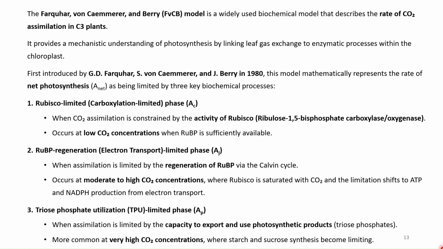It is a biochemical model describing the rate of carbon dioxide assimilation in C3 plants, linking leaf gas exchange to enzymatic processes within the chloroplast. It was first introduced by G.D. Farquhar, S. von Caemmerer, and J. Berry in 1980, and it represents the rate of net photosynthesis as being limited by three key biochemical processes: the Rubisco limited phase, the RuBP regeneration limited phase, and the triose phosphate utilization limited phase.